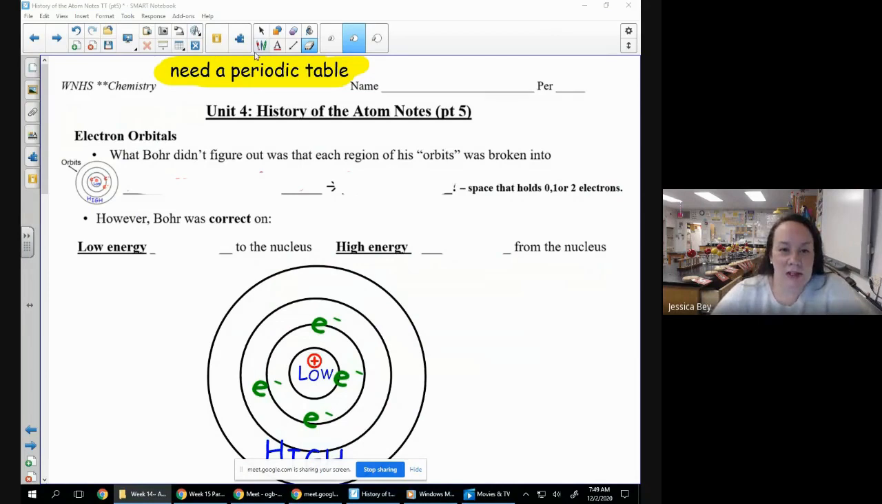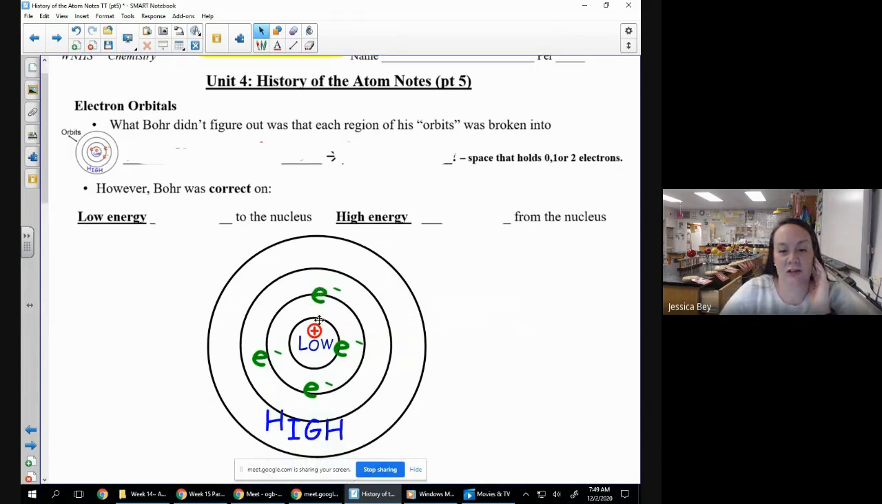In the notes here, we're talking about how Bohr was mostly correct. What he didn't know is that they weren't these little predictable paths. He said electrons orbit in a predictable path. You can tell me where it is, where it's going, and it's always going to come back to its same spot, kind of like planets around the sun.